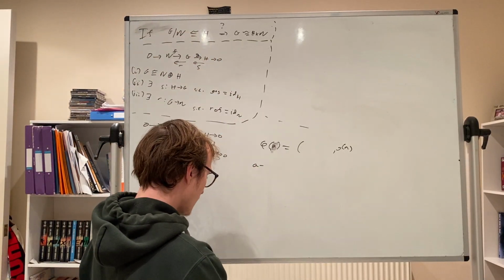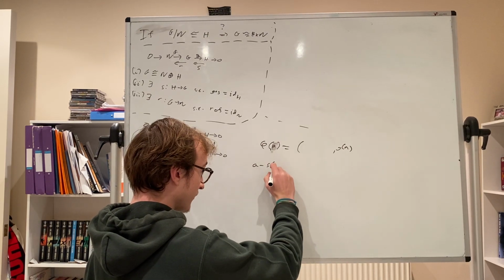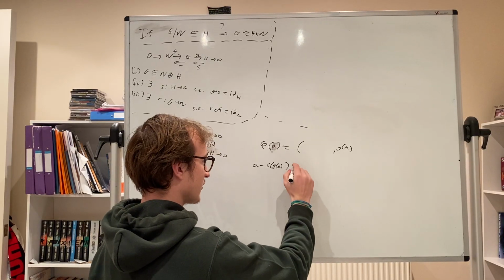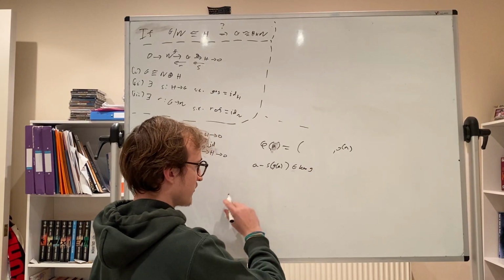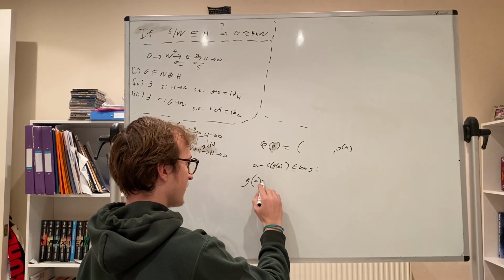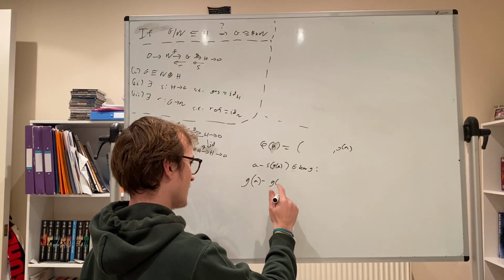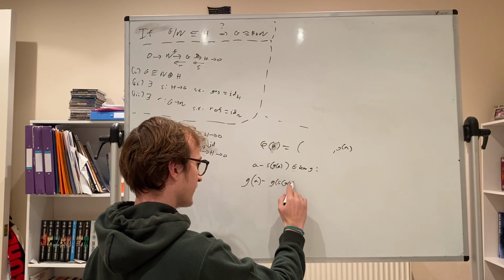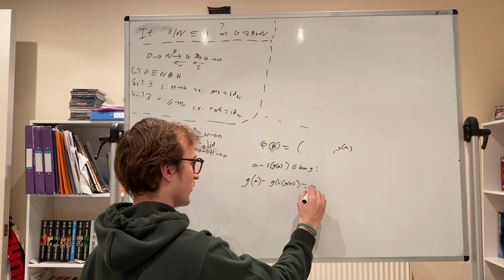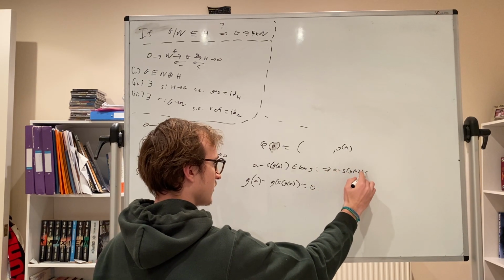So consider an element of the form a minus s of g of a. Now I claim that this is in the kernel of g. And the reason for this is g of a minus, again, I'm just going to use the fact that it's a homomorphism, minus g of s of g of a is equal to, this is the identity. So it's just g of a minus g of a, which is 0. And therefore, a minus s of g of a is in the image of f.